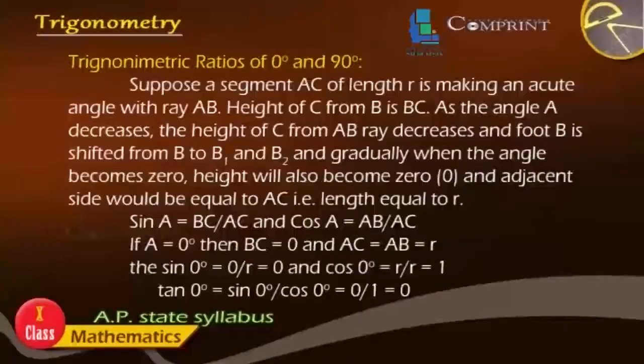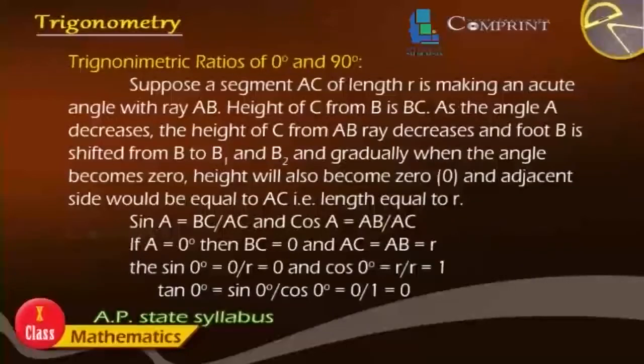Trigonometric ratios of 0 degrees and 90 degrees. Suppose a segment AC of length R is making an acute angle with ray AB. Height of C from B is BC. As the angle A decreases, the height of C from AB ray decreases and foot B is shifted from B to B1 and B2, and gradually when the angle becomes 0, height will also become 0 and adjacent side would be equal to AC, that is length equal to R.